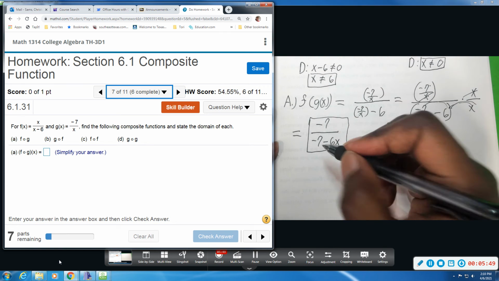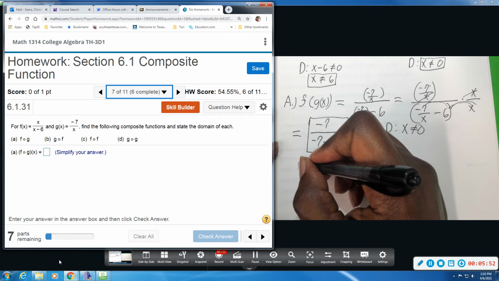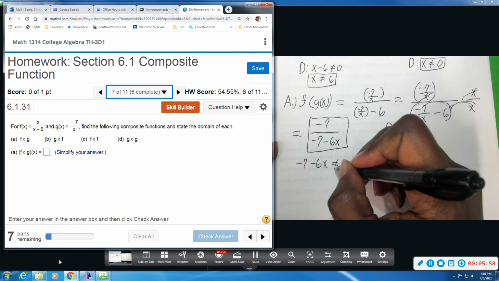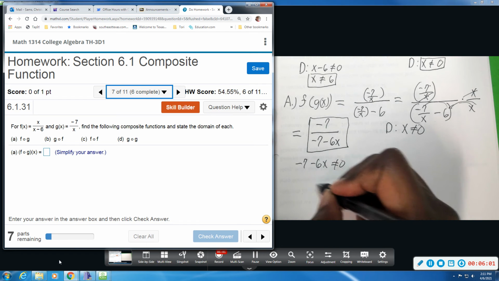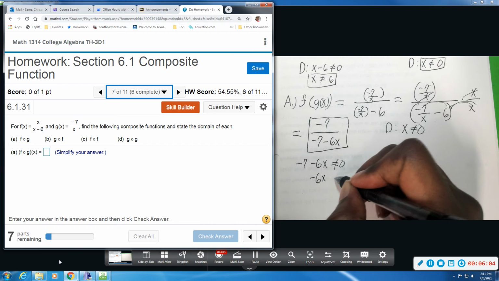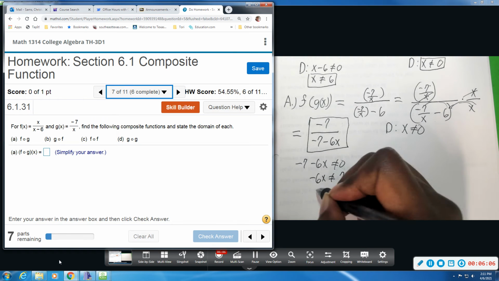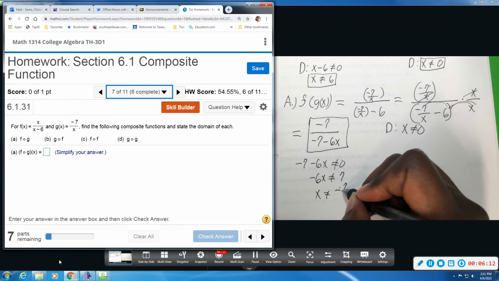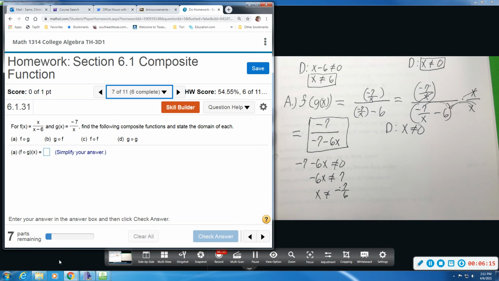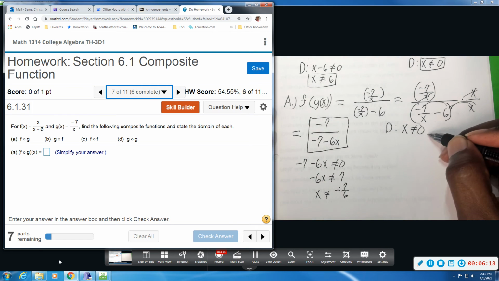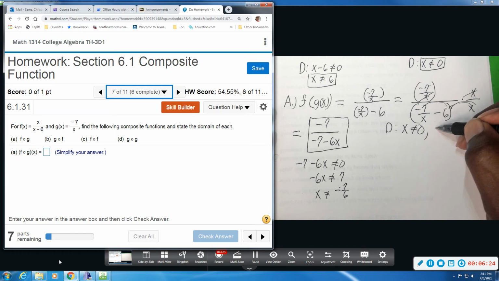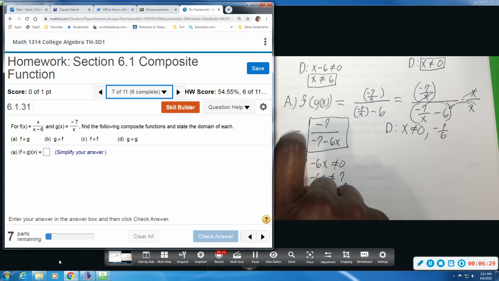And from this one, the denominator cannot equal 0. So negative 7 minus 6x cannot be equal to 0. We will solve. We will add 7. So we get negative 6x cannot be equal to 7. And divide by negative 6, we get x cannot be equal to negative 7 over 6, or negative 7/6. So we have two numbers that are restricted in our domain, 0 from the original g of x that we plugged in, and negative 7/6 from our composition f of g of x.